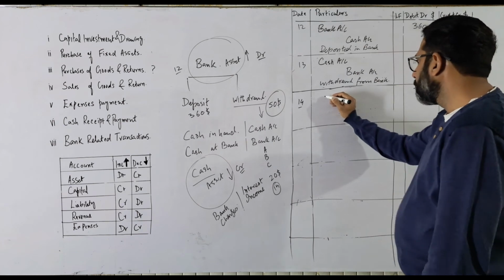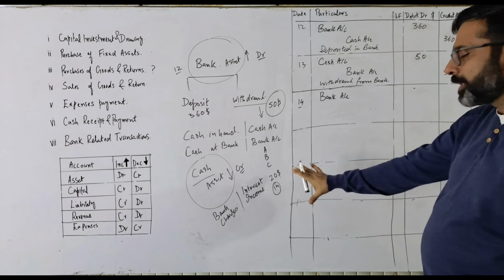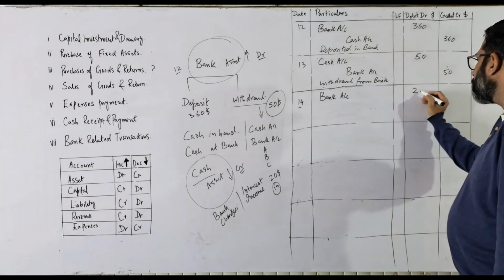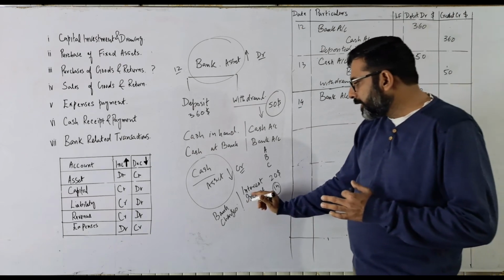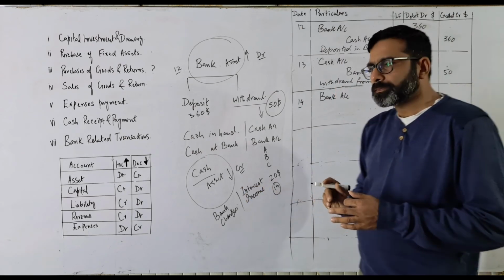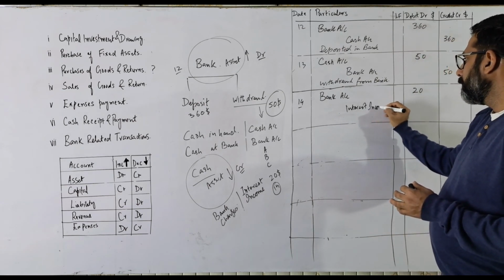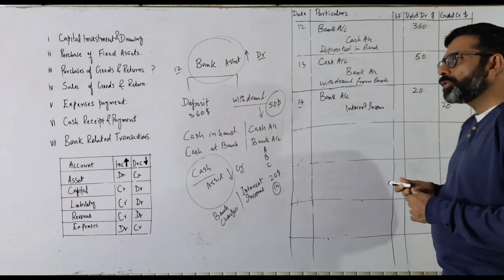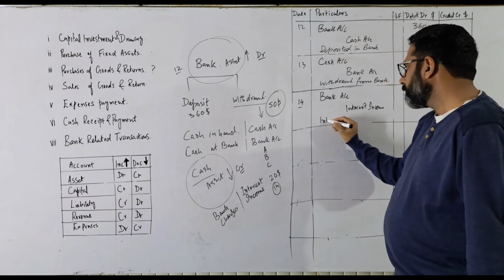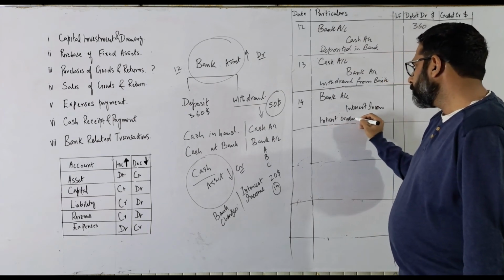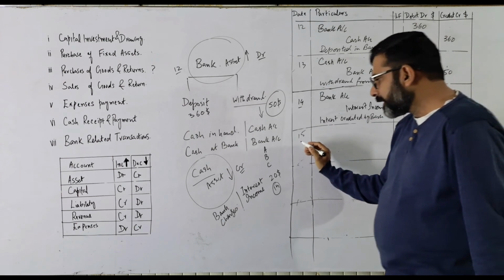So here the bank account will be debit, meaning your cash at bank will increase by $20. And what is the reason? Because it is the interest the bank is giving to you. So $20 interest income is the credit. Okay. So interest credited by bank. Now transaction number 15.